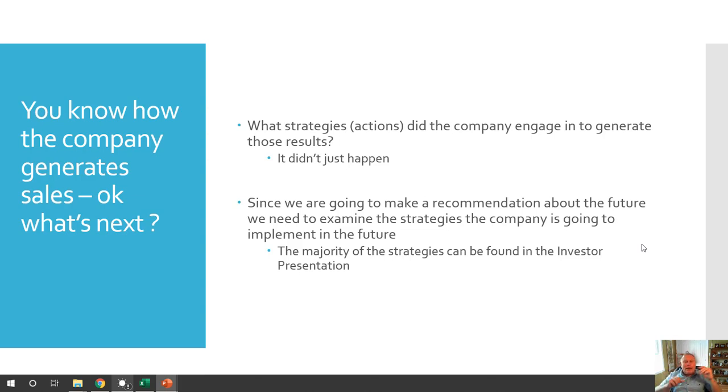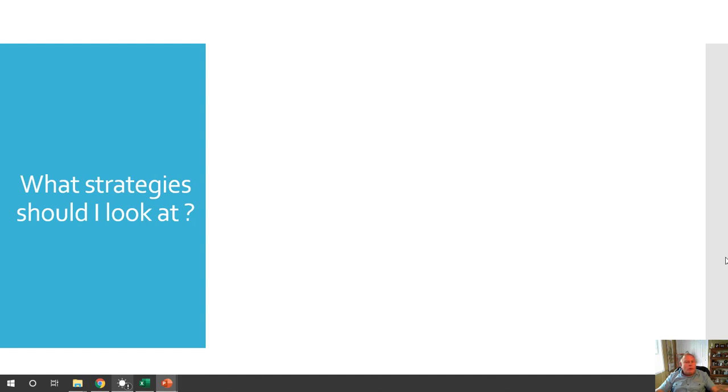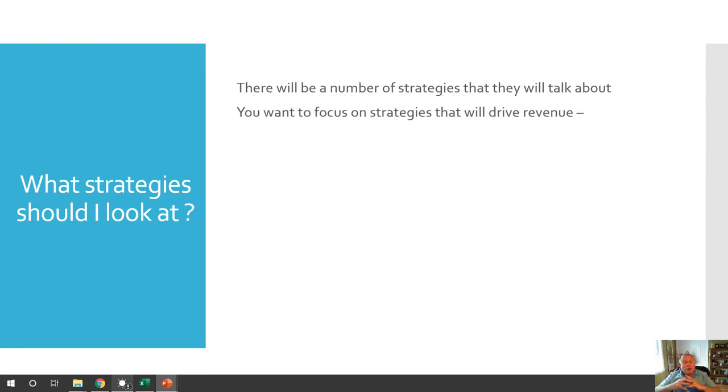Since we're going to make a recommendation about the future, we need to examine the strategies the company is going to implement in the future. The majority of these strategies can be found in the investor presentation. What strategies should you look at? There's going to be a number of strategies that they will talk about. You want to focus very clearly on those that drive revenue.